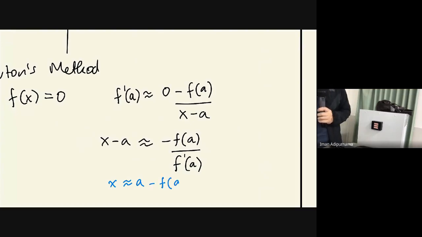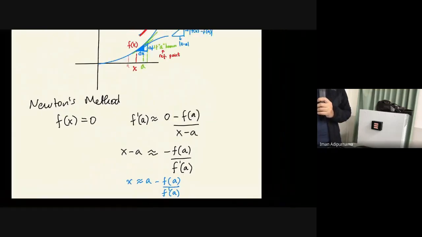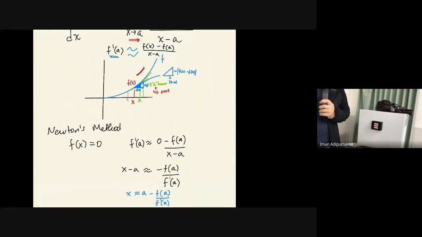And for Newton's method, you can find the new x as many times as you want. So you can get closer and closer to get the x. So what really happens is you have a graph.